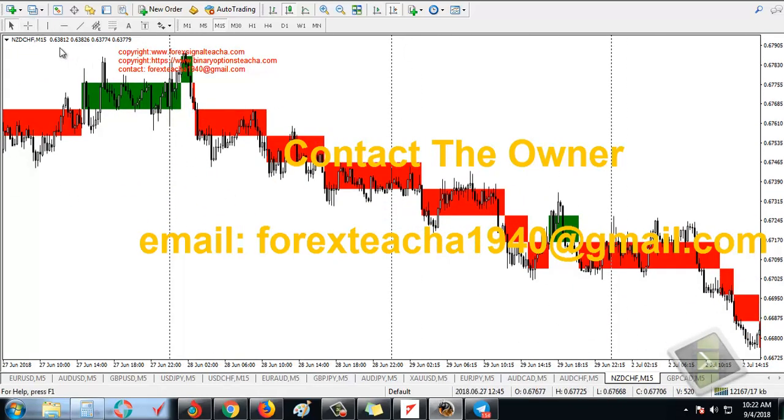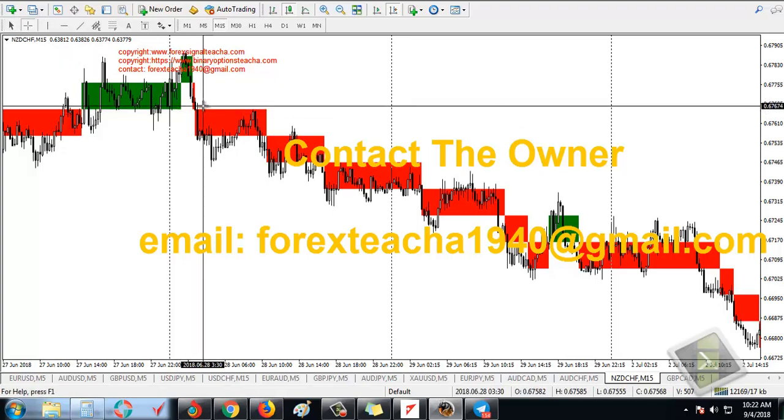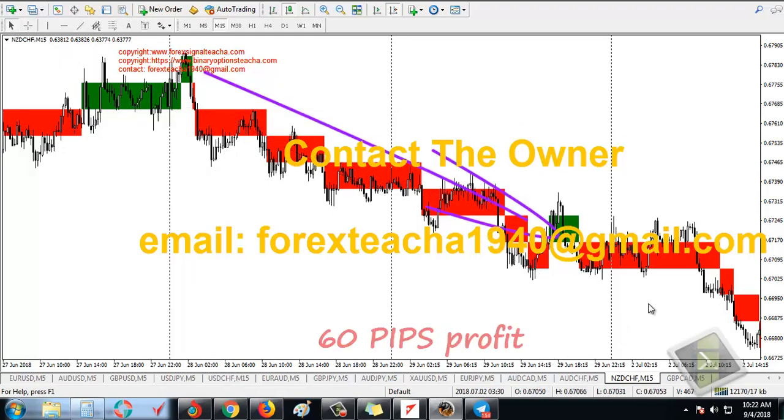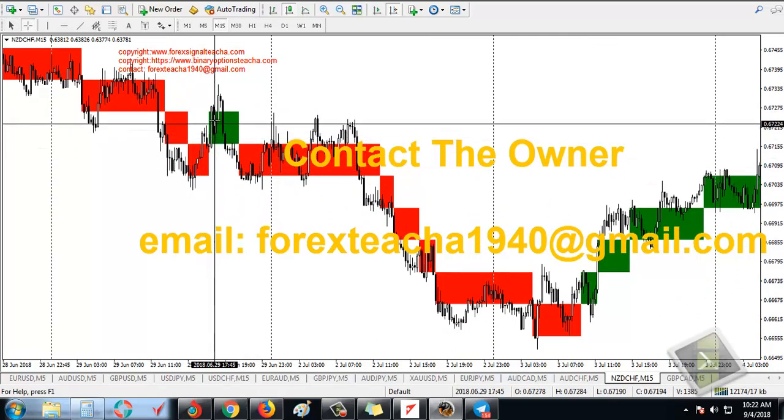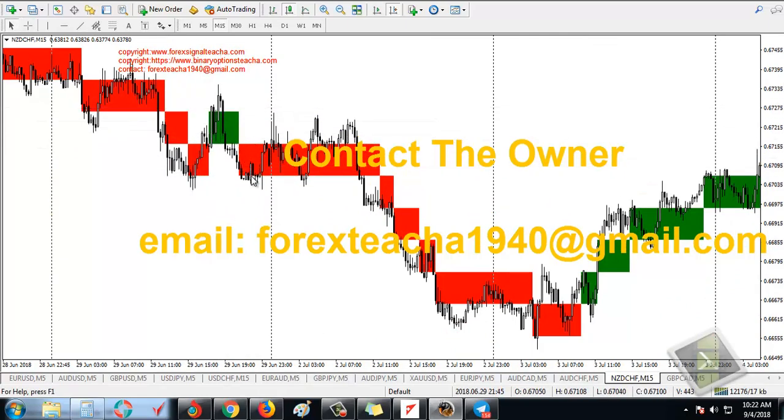This is another big win. 60 pips. And then your small trade, this was a loss. So this system will help you to cut the losers short and let the winners run.